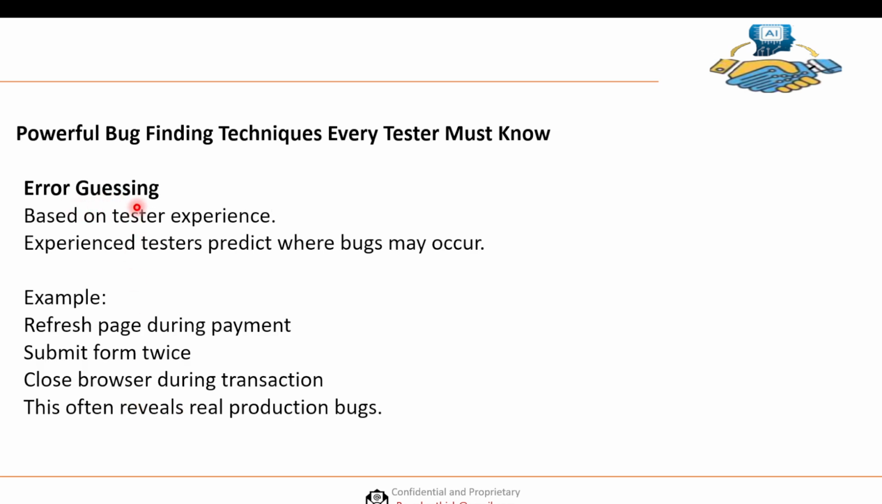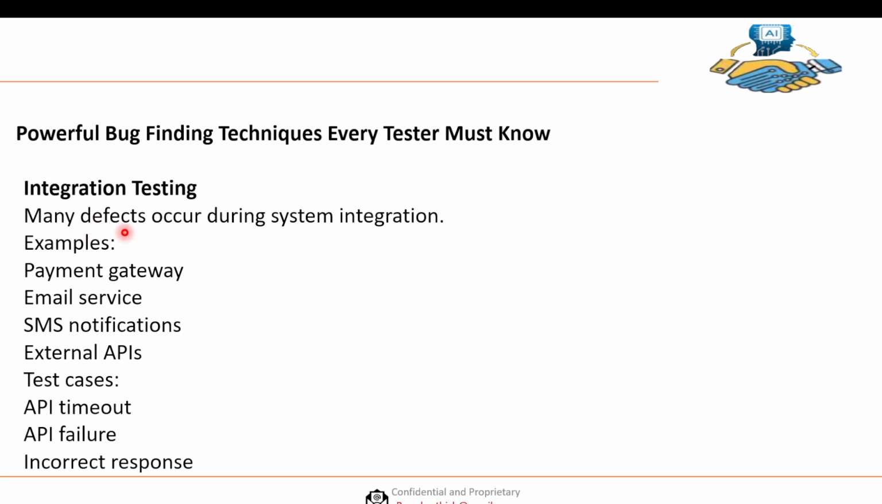Then error guessing. Error guessing is based on the tester's experience. An experienced tester predicts where bugs may occur. For example, refresh the page during payment. I am doing the payment and if I refresh, what is the expected behavior? Then submit the same form twice, then close the browser during a transaction. This way we will find real production bugs.